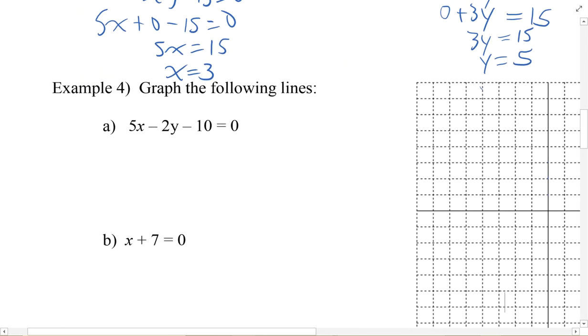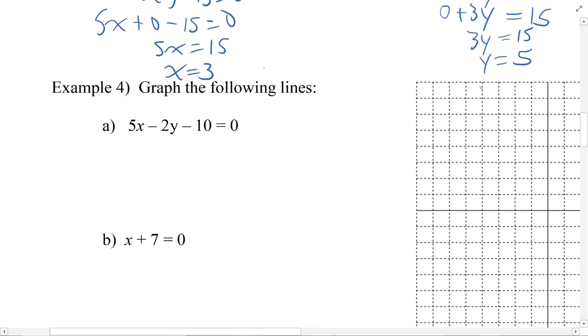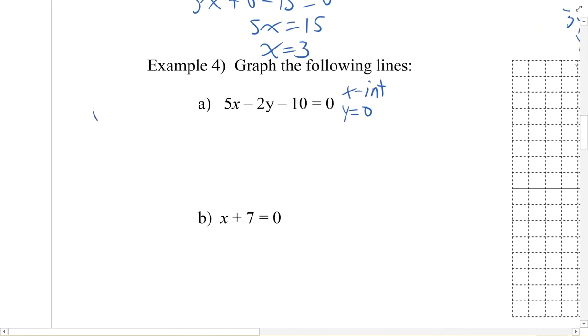So, example number 4, go ahead, find your intercepts. Find your x-intercept so we can graph this line. And find your y-intercept so you can graph this line. Go ahead. I just showed you how to do it. Do it on your own now.